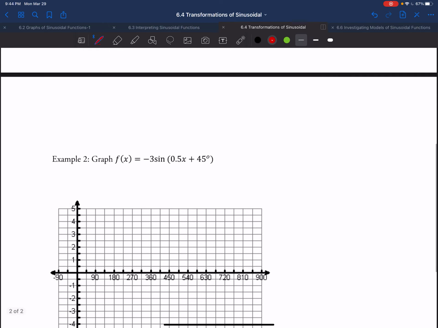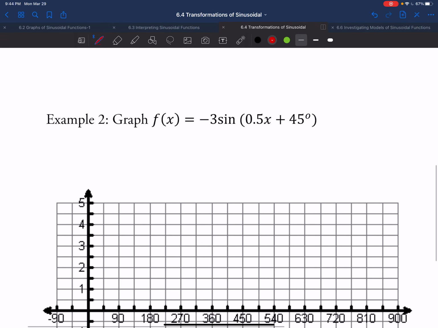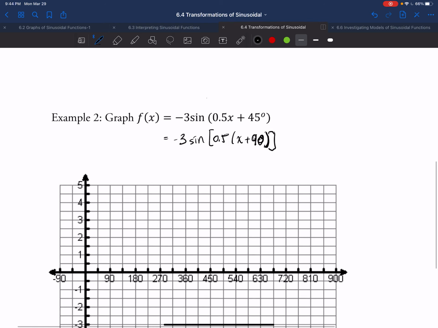Okay, so in the next example, we want to make sure that we remember to factor out the k value. So if I factor out 0.5, I get x plus 90.